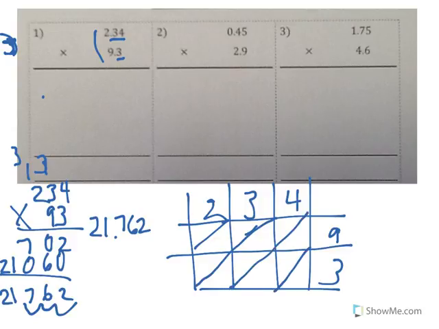Okay, 3 times 4, that's 12. 4 times 9, that's 36. 9 times 3, that's 27. 3 times 3, that's 9, so 0, 9. 3 times 2, that's 6, so 0, 6. 2 times 9, that's 18. Okay, so now let's add them all up.